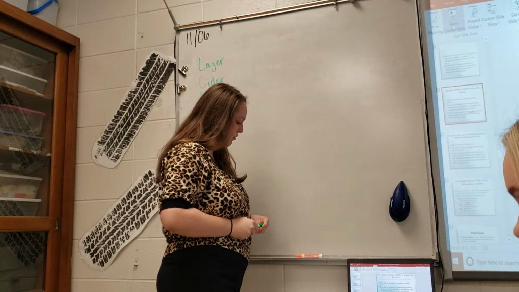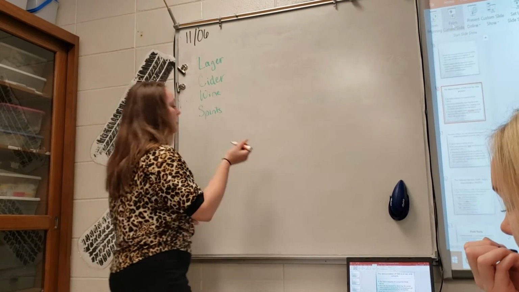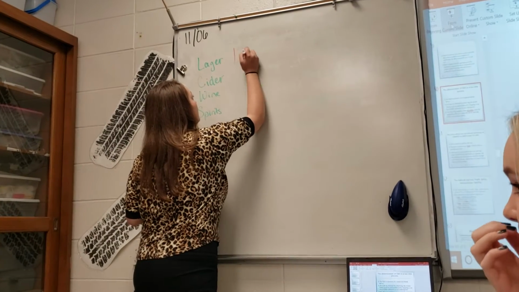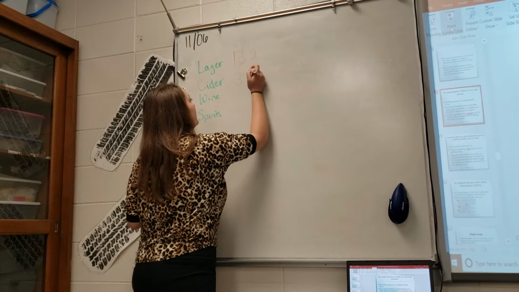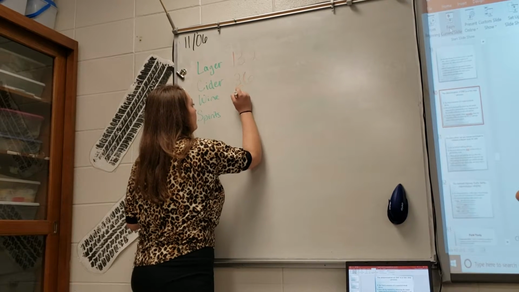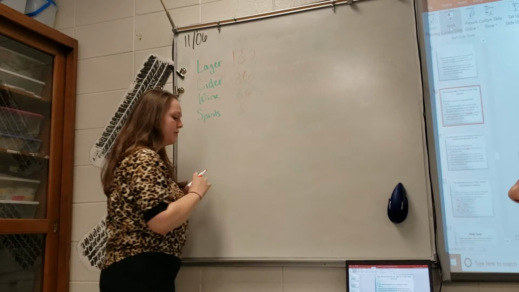Okay, what did you get for the cider? 36. Okay. What did you get for wine? 36. And then what about the spirits? 8. Okay. Alright, that's what I got too.